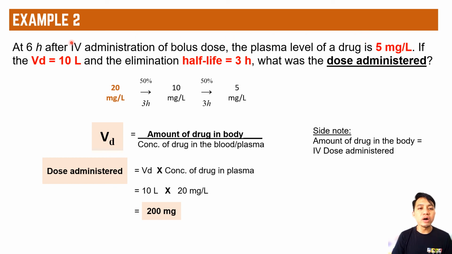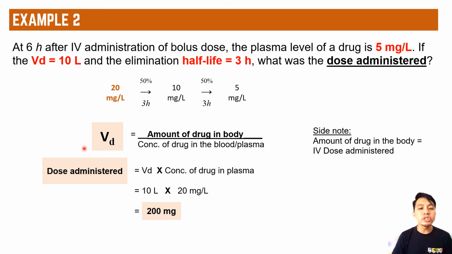So the data that you find from this question is the plasma concentration after 6 hours, which is 5 milligram per liter. It means that you need to reverse back to calculate the initial plasma concentration at the time point the drug was given. Using this data, you manage to calculate 20 milligram per liter. Then use this to calculate the amount of drug in the body, because the amount of drug in the body is equal to the IV dose administered. Once the dose is administered intravenously, it will be 100% available in your bloodstream. So the amount of drug in the body equals the dose administered.